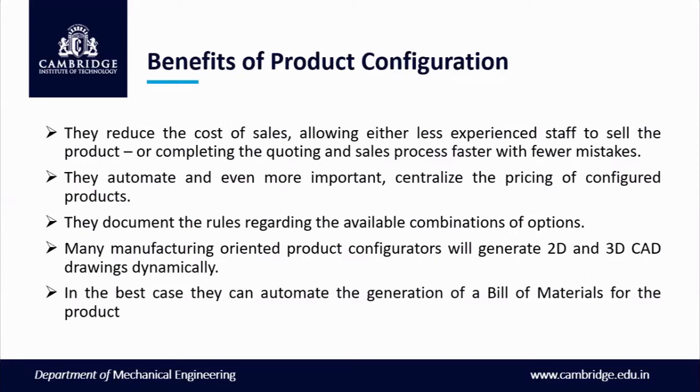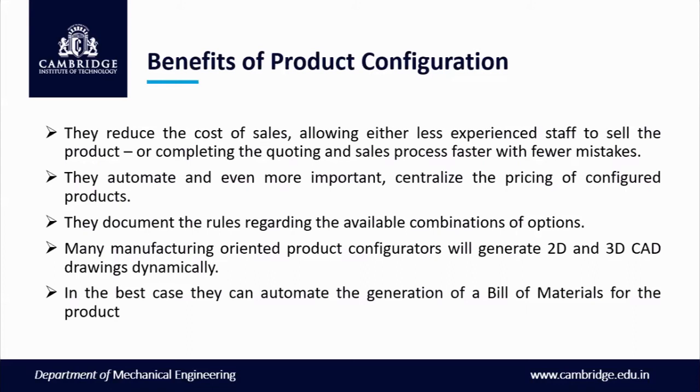So let's see what the benefits are. There is a different set of benefits in terms of product configuration. There is a reduction in the cost of sales, less experienced staff can be utilized, and the sales process is completed faster with fewer mistakes, because once everything is done automatically, you can use less experienced staff to some extent, and complete the sales much faster with few mistakes. This is one benefit of product configuration.